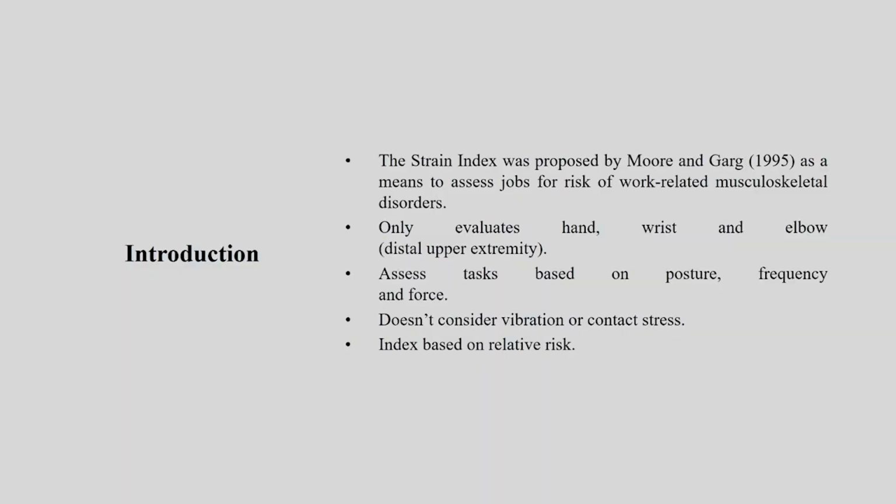Definitely in many cases these tools are context specific. Here, job strain index is also very much context specific. So this particular strain index was proposed by Professor Moore and Garg as a means to assess the job for risk of work related musculoskeletal disorder. So before we take this tool as a measurement procedure in our research activities, we should understand what it actually does. It only evaluates the hand, wrist and elbow. So we talk about the distal upper extremity, from the elbow to the finger, okay. So this only it is going to evaluate.